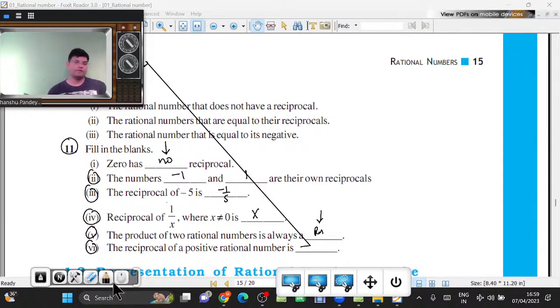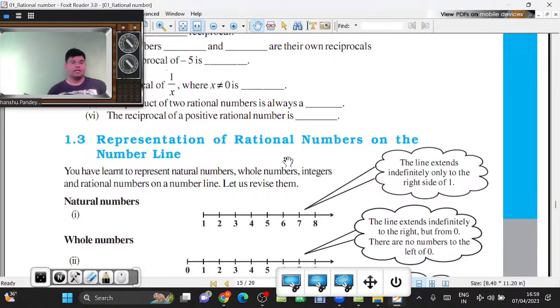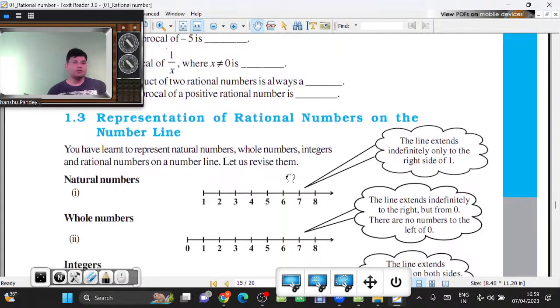Positive. वंडरफुल, बहुत बढ़िया. रिप्रेजेंटेशन ऑफ ए रैशनल नंबर्स ऑन द नंबर लाइन.